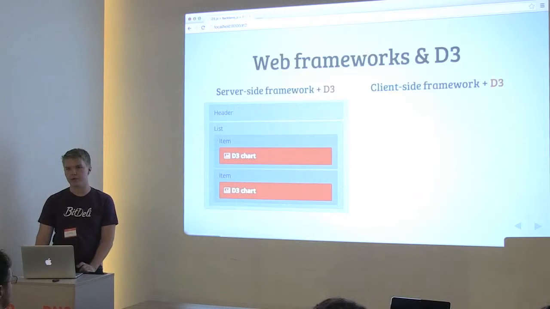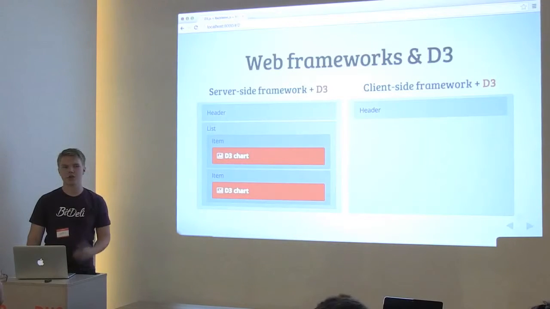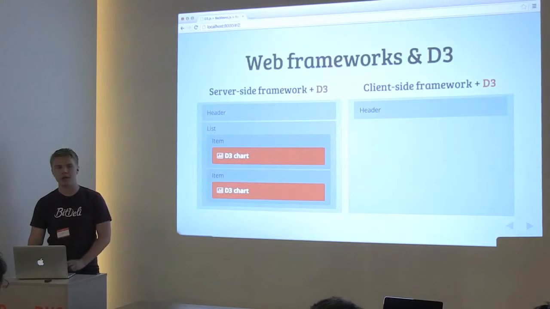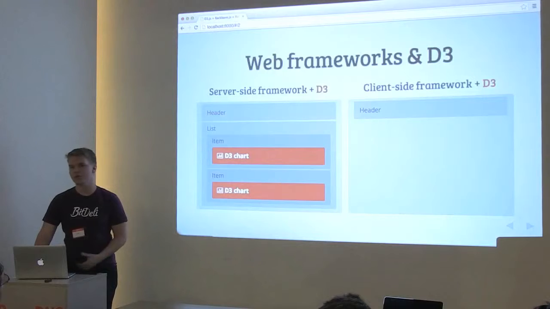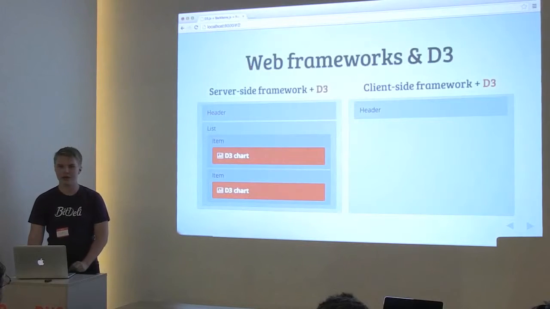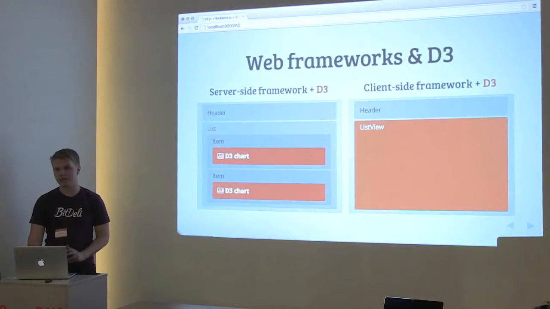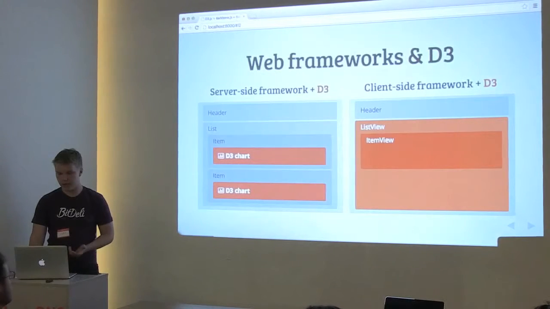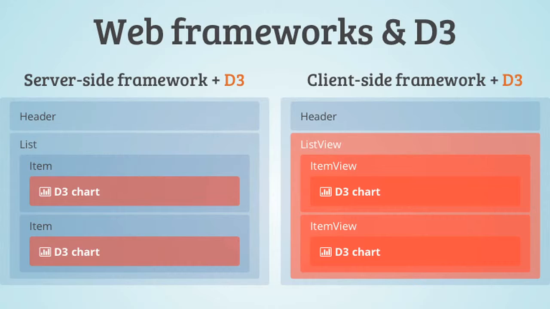With client-side frameworks, you have a really thin piece of HTML first. The job of the JavaScript is getting the data and, based on that, rendering the whole markup, all the charts and everything. So the SVG elements needed for D3 don't even exist at first, and stuff has to happen in the right order. That's why D3 has to play well with the framework underlying the application. There might be a list view that gets rendered first, then some items, and inside those items are the actual charts. So stuff has to happen in the right order.